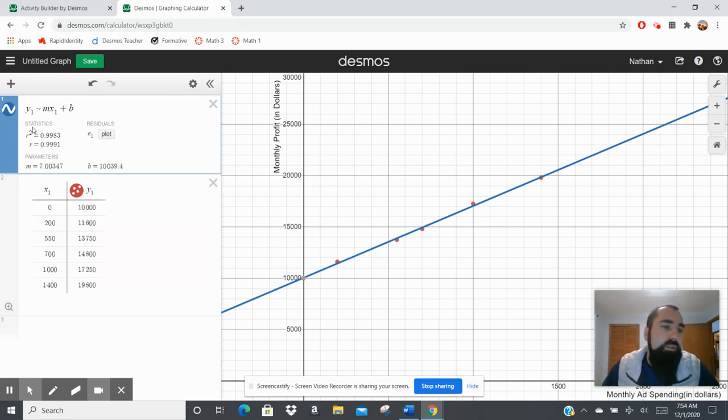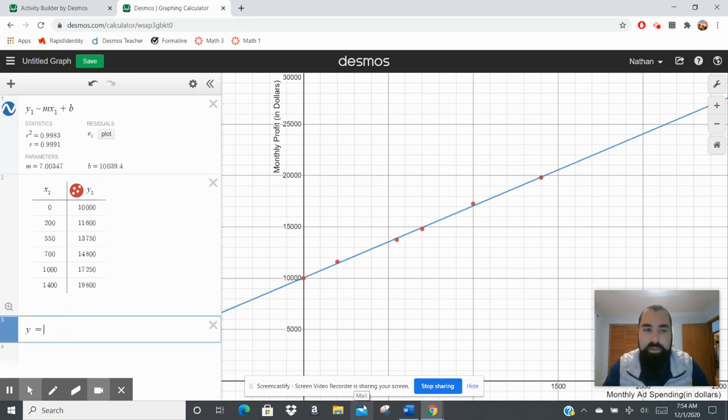Some of the information it gives you is, number one, these R values. We may talk about that later, but the R values basically tell you how strong or weak your data is. Then it gives you your parameters, and the parameters are your slope and your y-intercept. So what you'll notice is it says the slope is 7.003 and the y-intercept is 10,039.4.